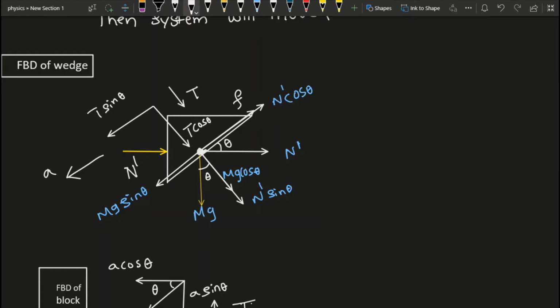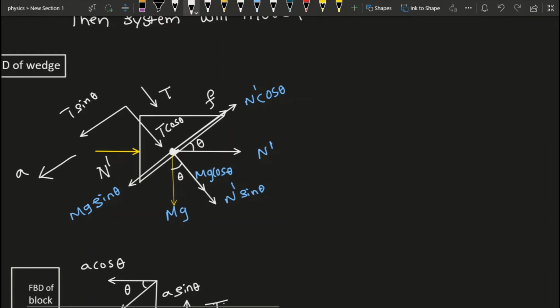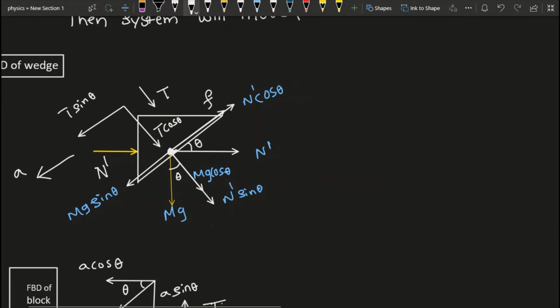Now let us see how to write the equations for this. First of all, this acceleration is acting in this downward direction, and we have to point out the forces which are directed in the acceleration direction. So mg sin theta is one force, and T sin theta is another force which is in the direction of acceleration. And the friction force is opposite to the direction of acceleration. You can clearly notice, and N dash cos theta is also opposite to the direction of acceleration.